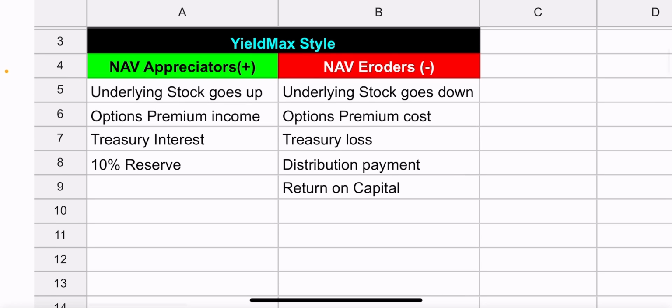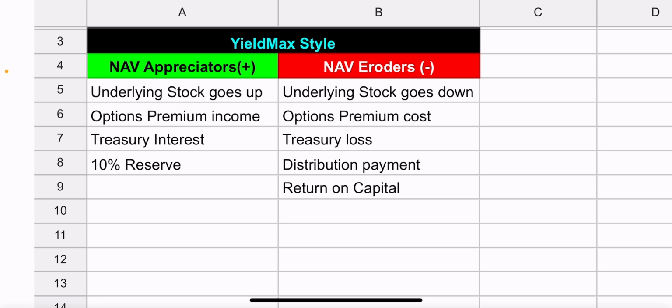What else? I put 10% reserve, but what the hell does that mean, right? So I was advised that all ETFs, I believe, must pay at least 90% of the earned income. So the distribution payment, obviously on the right, is an eroder. But if they only pay out 90% of what they make in income and they hold the 10%, guess what? That helps the NAV, right?